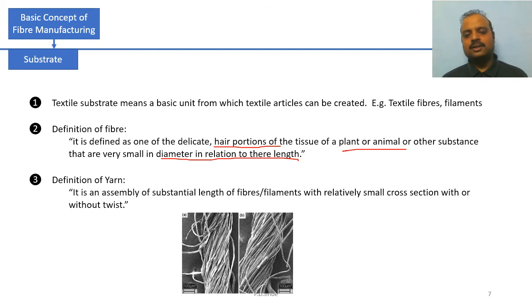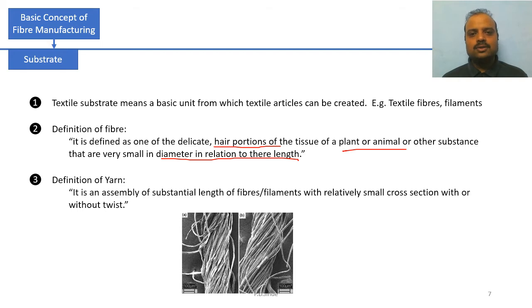But before understanding its details, let's understand the definition of yarn. It is an assembly of substantial length of fiber or filament with a relatively smaller cross section, with or without twist. Just by listening, the definition seems complicated, but let's divide this definition into portions and understand its meaning.